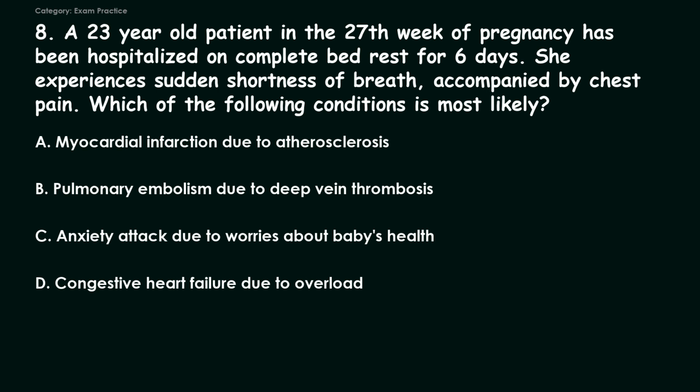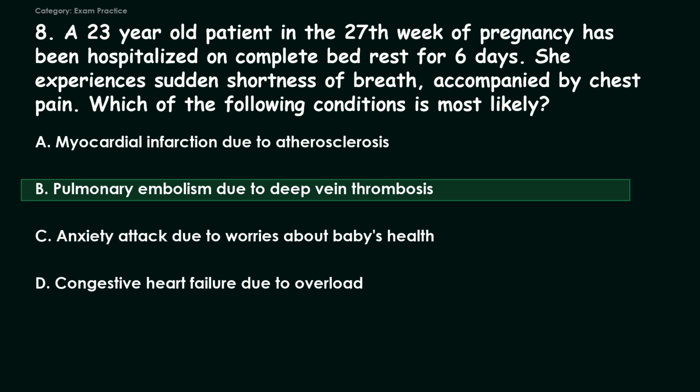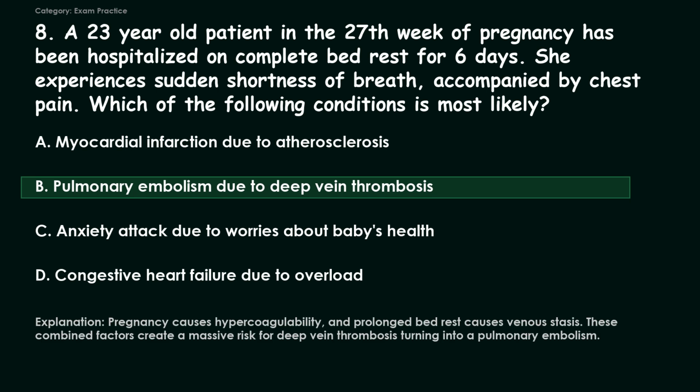Option D, congestive heart failure due to overload. The correct answer is option B, pulmonary embolism due to deep vein thrombosis. Pregnancy causes hypercoagulability, and prolonged bed rest causes venous stasis. These combined factors create a massive risk for deep vein thrombosis turning into a pulmonary embolism.